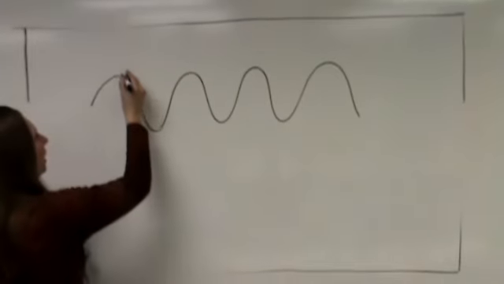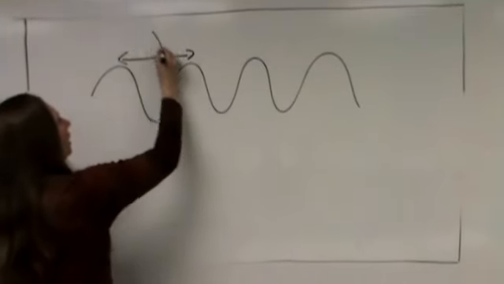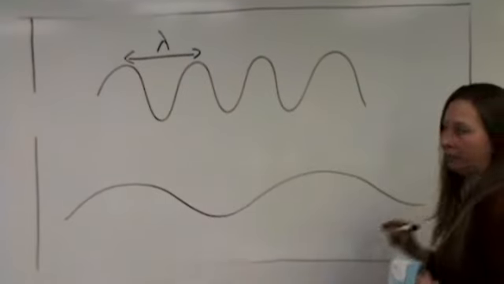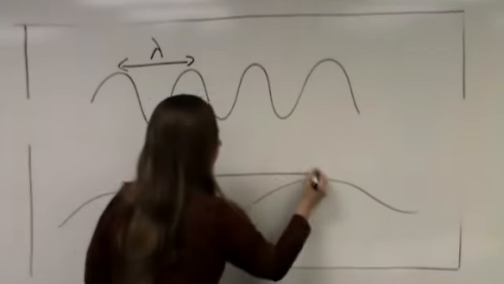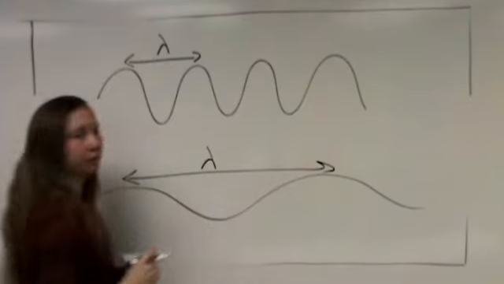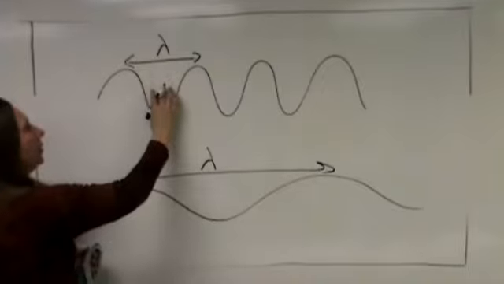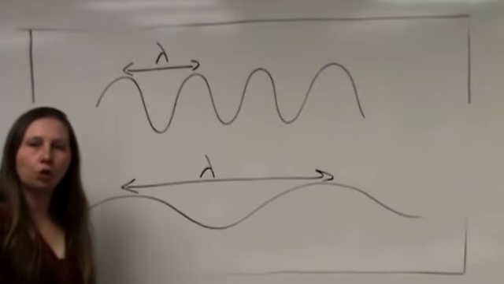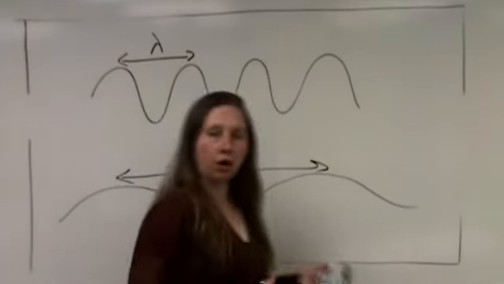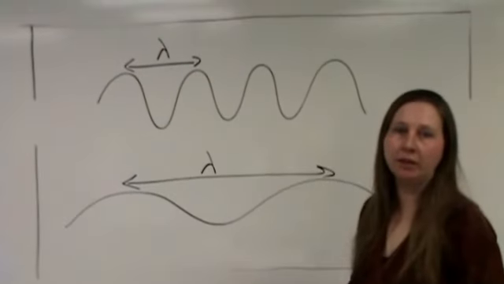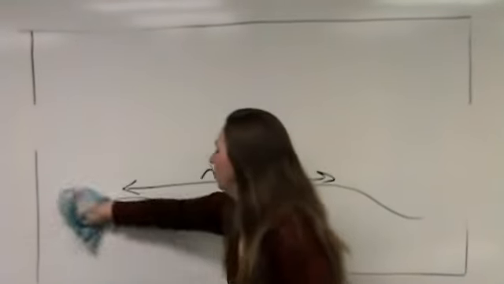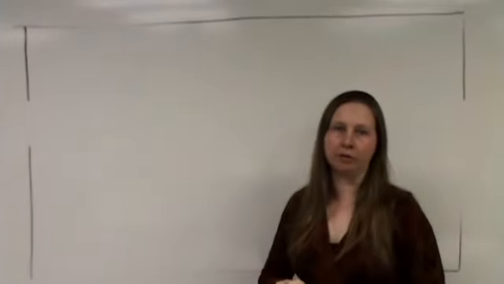Now, for this wave, the wavelength is right here, crest to crest. For this wave, I'll make a longer wavelength. So here's the wavelength for this wave. This wave has a shorter wavelength and a higher frequency. This wave has a longer wavelength and a lower frequency. Because light waves have frequency and wavelength, we can think of them as waves. So frequency and wavelength prove the wave nature of light.